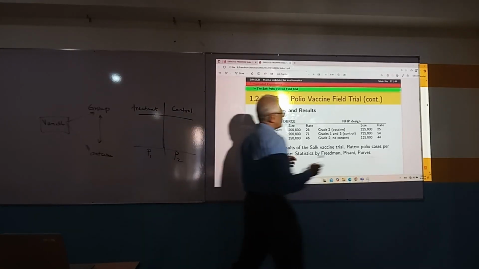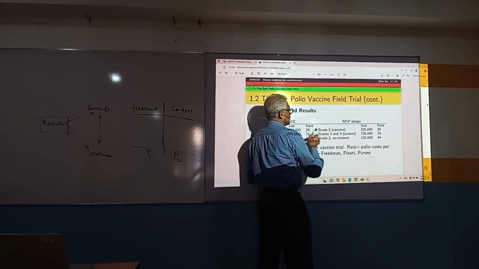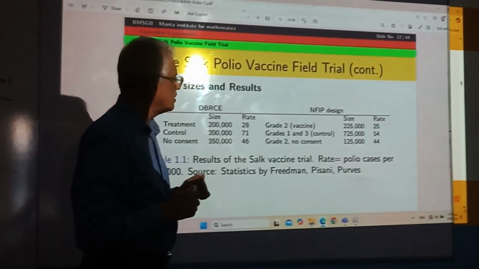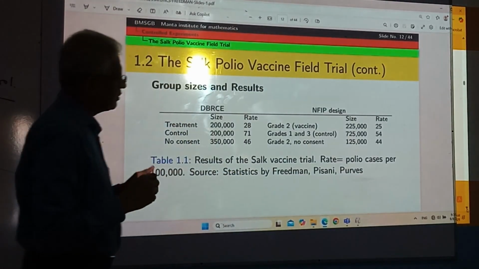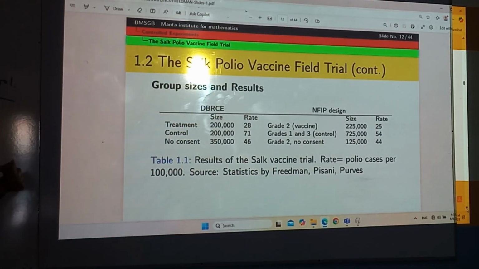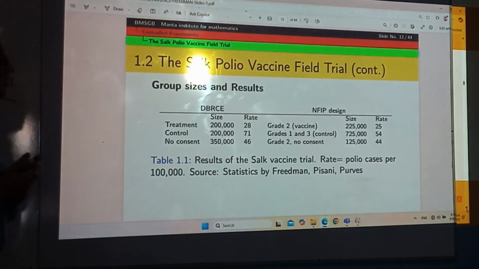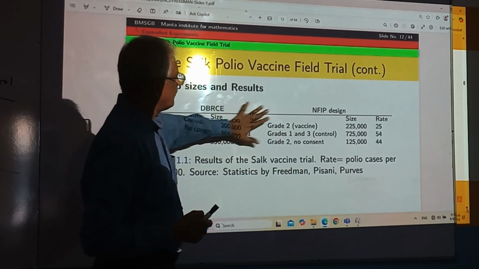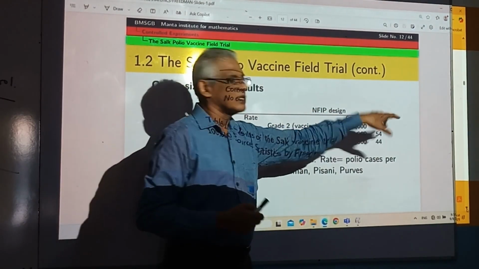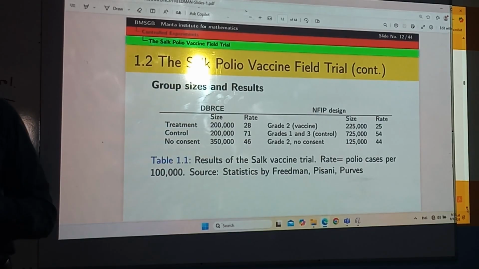Here also it was like that. In this design also, this is the treatment group, and grade 2 got this. So 25 per 100,000 for the treatment, and the other one 54. So that is also a big difference. Now, if you didn't do the other one, people might look at this one and, based on just this, decide that there is a treatment effect, that the polio vaccine is effective.